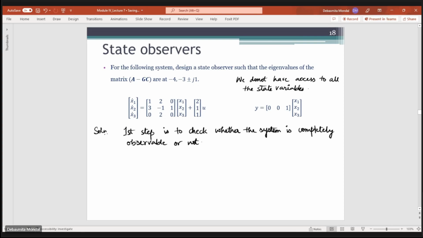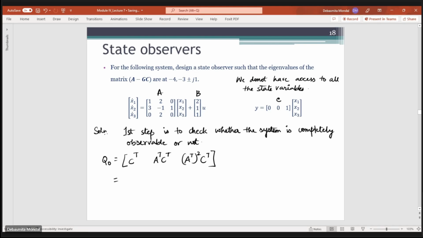In order to find out whether this is completely observable or not, we have to find the value of the composite matrix Q0. Q0 is given by C transpose, then A transpose C transpose, then A transpose square C transpose. This is your matrix A, this is the matrix B, and this is the matrix C. You know the values of A and C, so you can find Q0.